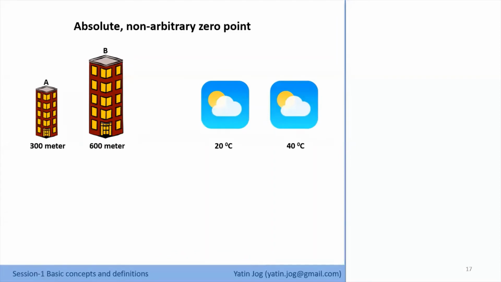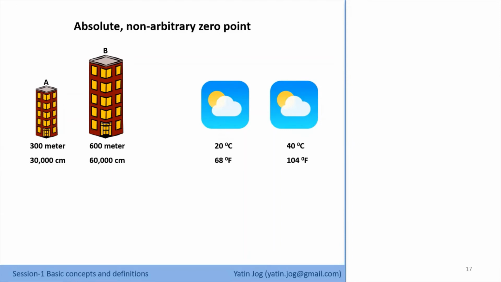I'm telling you the answer upfront. Height is ratio scale and temperature is interval scale. So height is ratio and temperature is interval. Why? Because, as we have discussed, height has a true zero. What is the meaning of that? If I change the unit of measurement from meter to centimeter, 300 meters becomes 30,000 centimeters, and 600 meters becomes 60,000 centimeters. But still with meters I can say the height of B is twice the height of A. Even in centimeters I can say the same statement, the height of B is twice the height of building A.